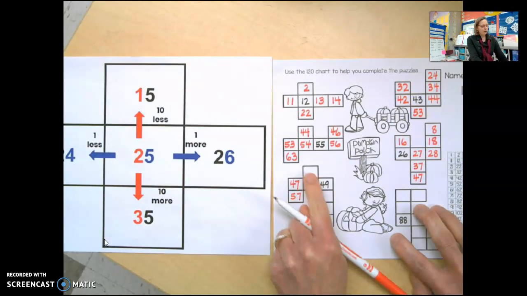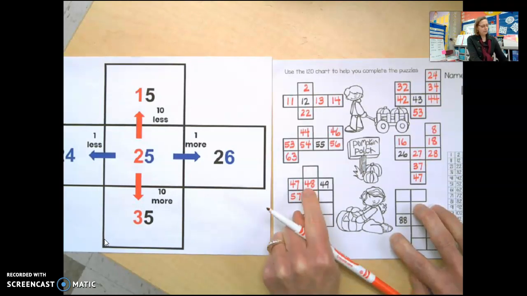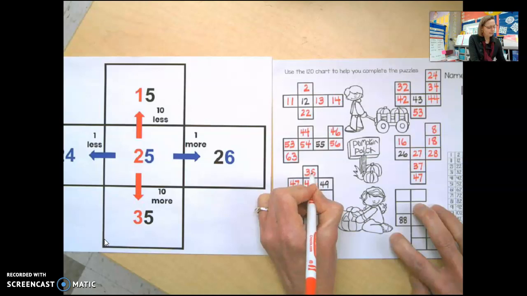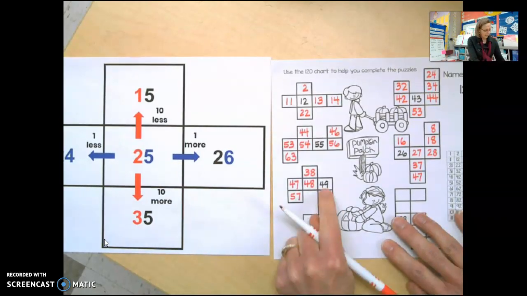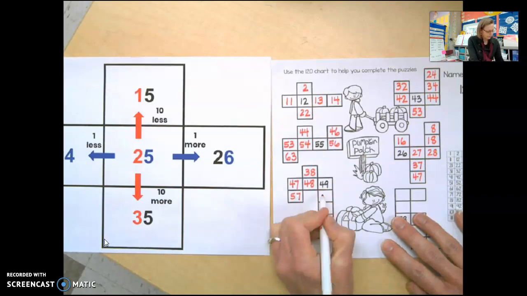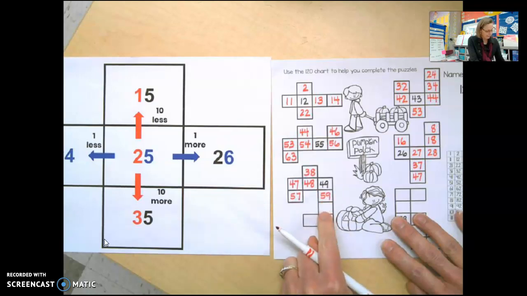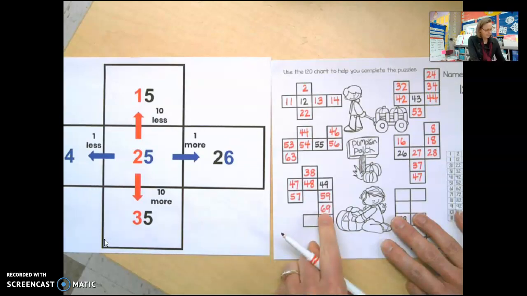Now 48, we're going to go up. So we're taking a 10 stick away because it's less, 10 less, minus 10. So instead of 4 10 sticks, it's going to be 3 10 sticks, but don't forget the 8, okay? And then over here, we're going to go down. We're going to add a 10 stick on each time. So instead of 4, we're going to have 5. So that would be 59. And then instead of 5, we're going to have 6. So that would be 69. And instead of 6, we have 7.